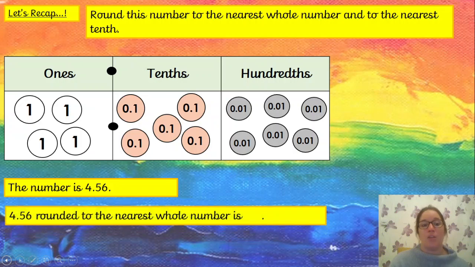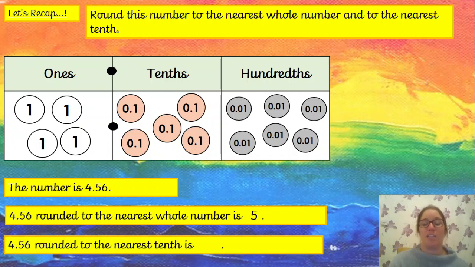Okay, so 4.56 rounded to the nearest whole number is, so do you remember, if we're looking to round to the nearest whole number, we look at the whole number 4, okay, and we look at the digit next door. Is it 5 or greater? It is. Okay, so we round it up. So the nearest whole number is 5.